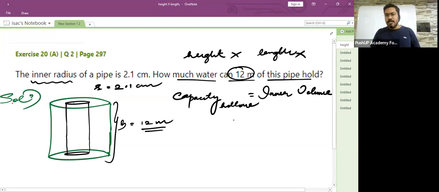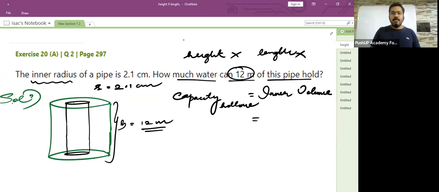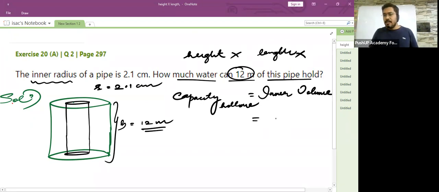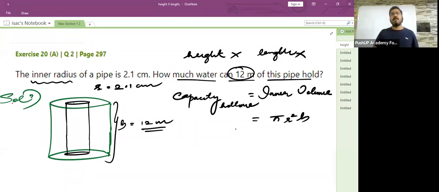All right, so what is the formula? Sachin, what is the formula to find the inner volume of a hollow cylinder? Pi r square h, isn't it? Now you know the value of r and h, but if you substitute the values over here, I'm telling you, you're going to get the wrong answer. Can somebody tell me why did I say so?